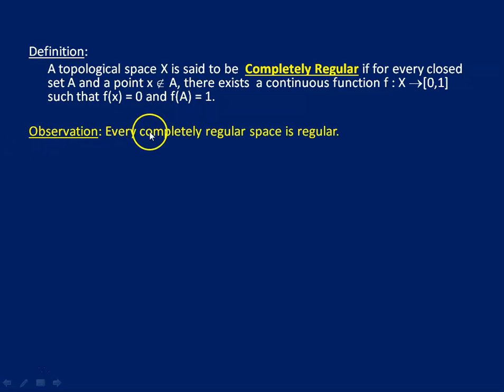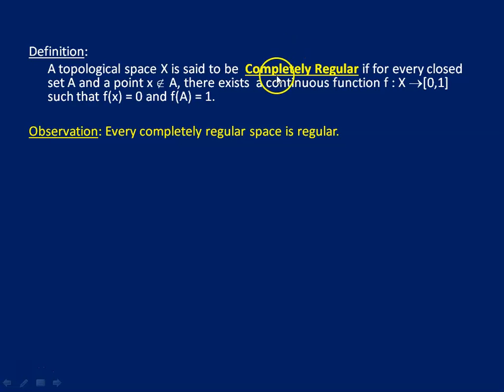Our observation is that every completely regular space is regular. Basically, in the case of regular spaces, we have seen that a space is said to be regular if for every closed set A and for every point x outside A, there exist two disjoint open sets, one of which contains the point x and the other contains the subset A.